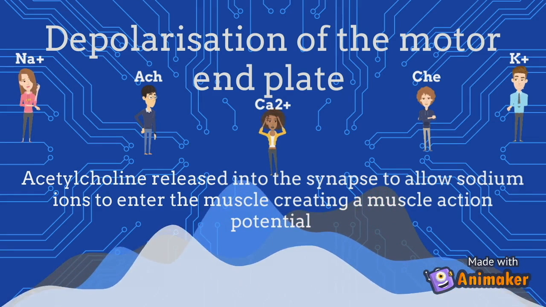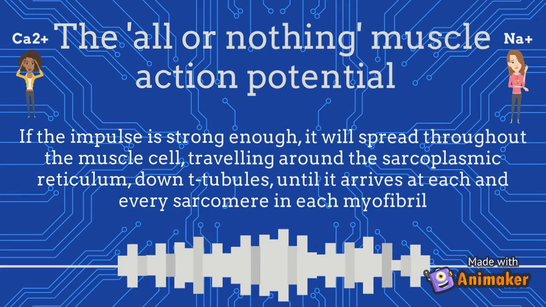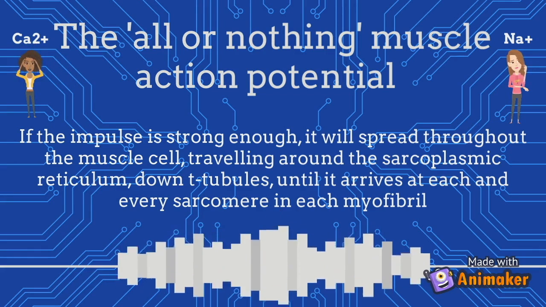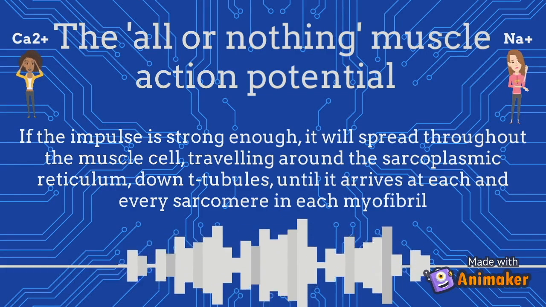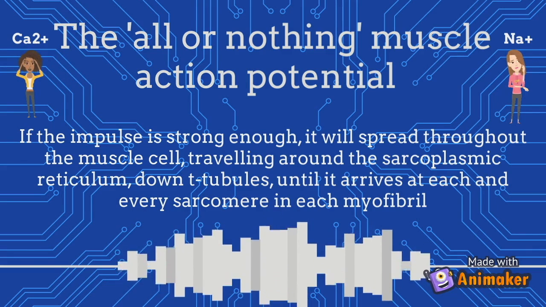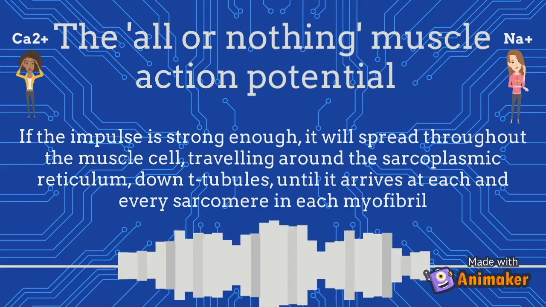allowing sodium into the muscle. We now are in the muscle cell, and we have a muscle action potential, and it's an all or nothing action potential. The whole of that muscle fiber will either be stimulated or not stimulated at all, and that's what we call the all or nothing muscle action potential. Here, it travels around the sarcoplasmic reticulum, and the sodium passes down the T-tubules until it arrives at each and every sarcomere. Again, we've explained that already.